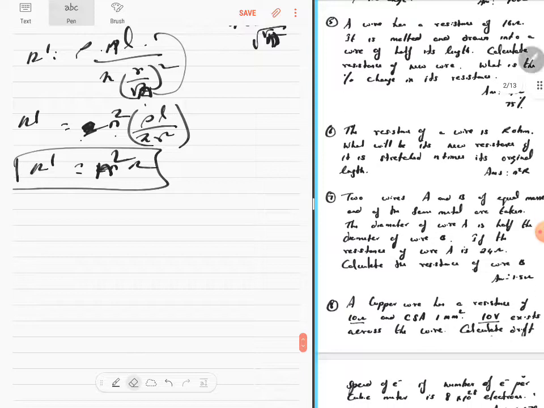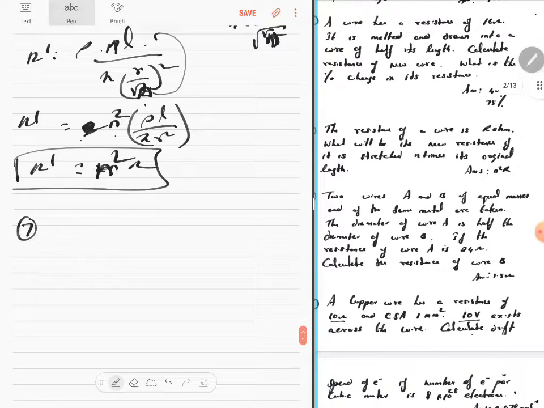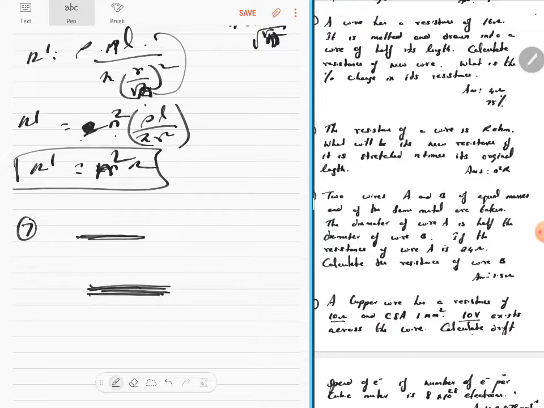The 7th question is: 2 wires A and B of equal masses and of same metal are taken. The diameter of wire A is half the diameter of B. So diameter of B is bigger. So then the radius will also be half. If this is r, this is 2r. Or if this radius is r, that radius will be r by 2. If the resistance of wire A is 24 ohms, calculate the resistance of wire B.